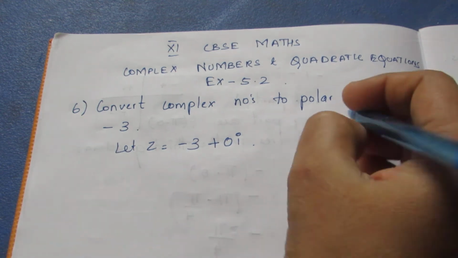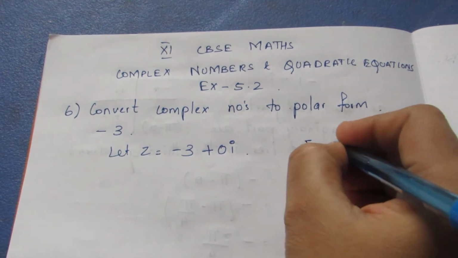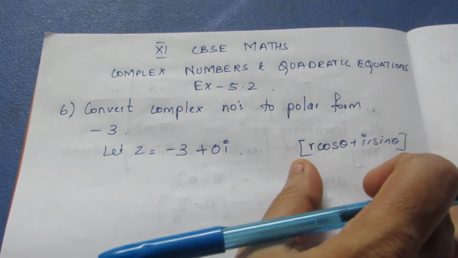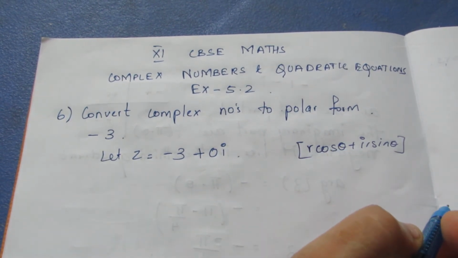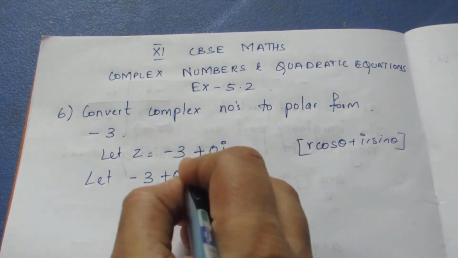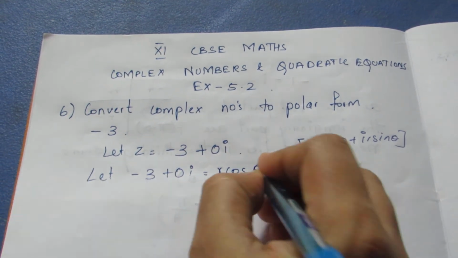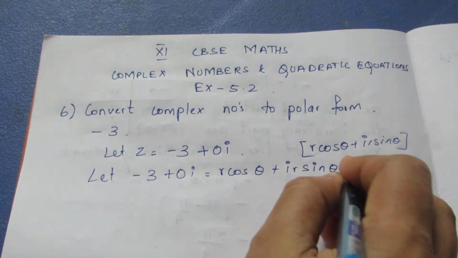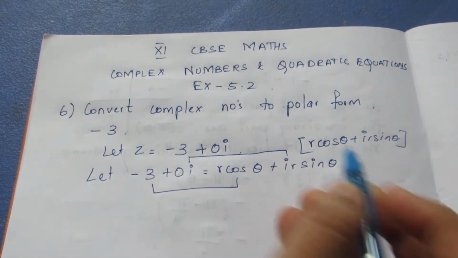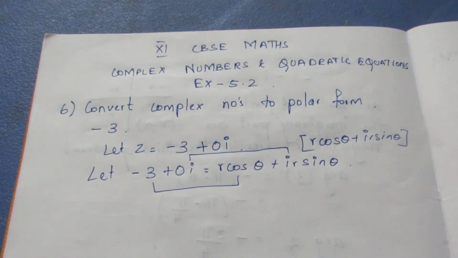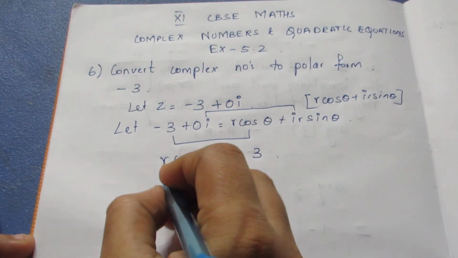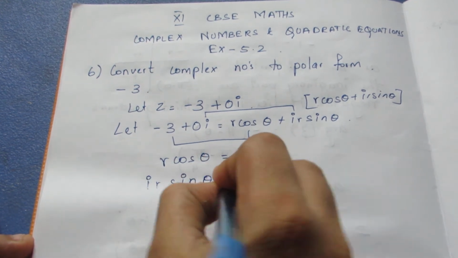Now we know that the complex number polar form will be r cos theta plus i r sin theta. I need to change to this form. For that we need to find the r and the theta value. So I'm going to substitute: -3 plus 0i is equal to r cos theta plus i r sin theta. The real part will be equal to the real part, and in the same way the imaginary part to the imaginary part. I am going to equate this separately. If I equate, I get r cos theta equal to -3 and i r sin theta equal to 0i.